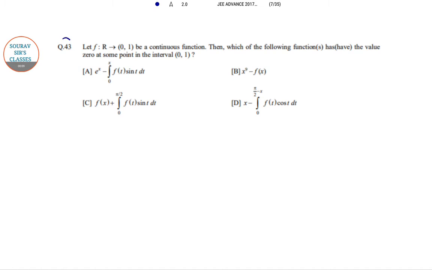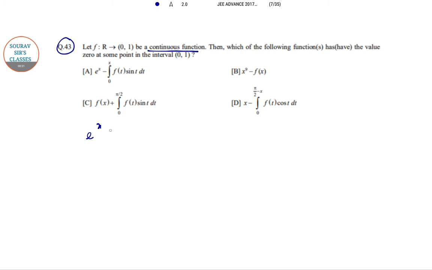Here's question 43. The other questions from 37 to 42 have been solved in the other video. f from 0 to 1 is a continuous function. Then which of the following function or functions have the value 0 at some point in the interval? So how to do it?